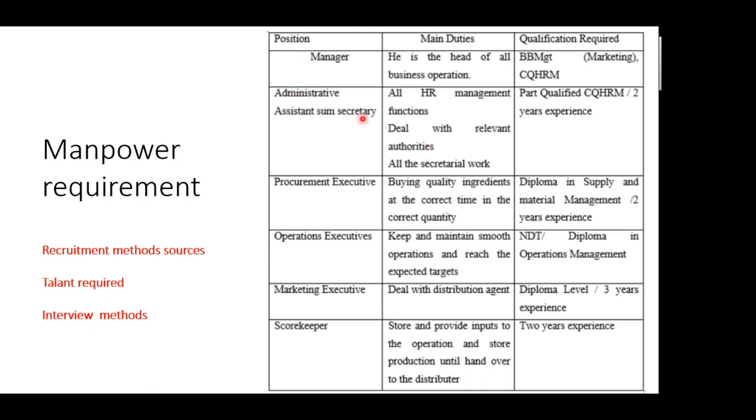So here there's an example, the positions, the main duties entrusted to those positions, and qualifications required. So those are the steps in a manpower requirement plan, but it's not limited to this. I'm just showing a small example only. And you can explain it in detail more than this.